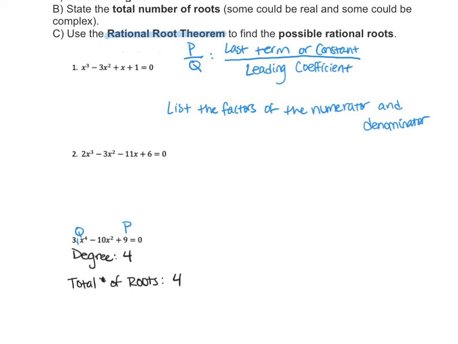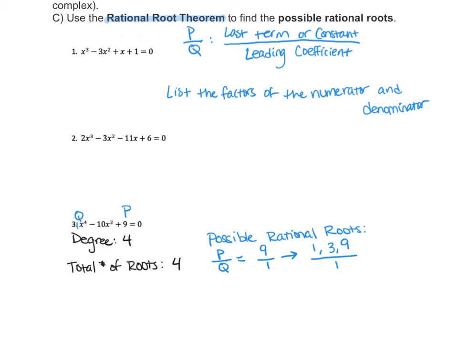So in our steps, if we were to show down here, we're going to have our possible rational roots. If we do our p over q, it's going to be 9 over 1. And then we're going to list all the factors of the numerator and denominator. So all the factors, or everything that goes into 9, is 1, 3, and 9. And everything that goes into 1 is just 1. So now we look at all the combinations of the numerator over the denominator. In this case, some possible roots we can have is x is equal to 1 over 1, 3 over 1, which gives us 3, and 9 over 1, which gives us 9.